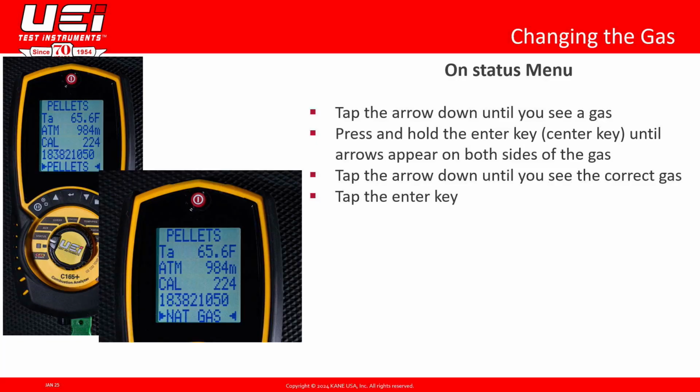The next important step is making sure that your analyzer is set to the correct gas. Natural gas, propane, and heating fuel all have different burning qualities, and your analyzer is doing some calculations within itself. So if you don't have the right gas set, it is highly possible that you will get errant readings on your analyzer. Our analyzers come with a lot of preset gases for you. All you'll have to do is go to your status menu, hit the enter key, and then you'll be able to scroll through all of those pre-programmed fuels for you.